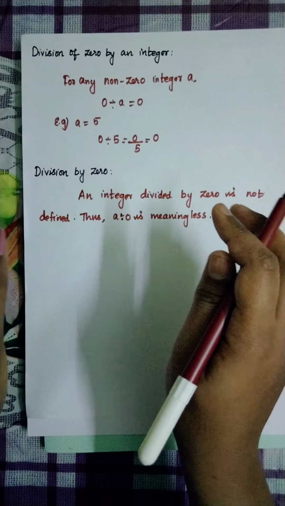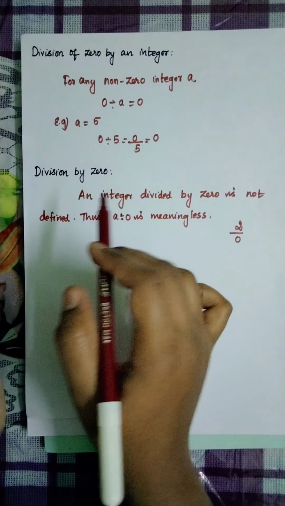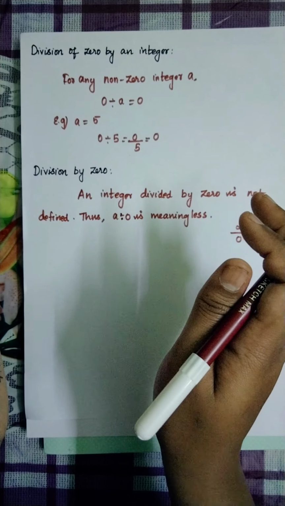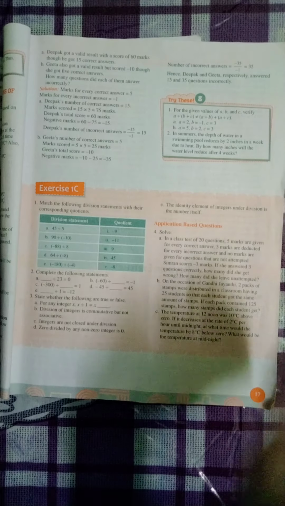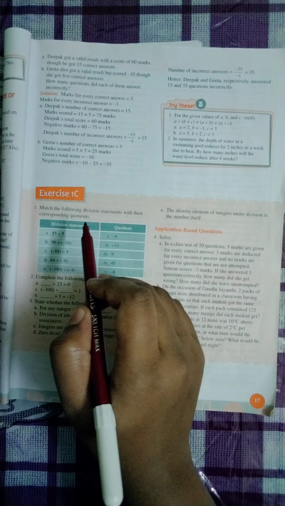Division of an integer by -1, then division of 0 by an integer, and the last one is division by 0. These are the properties under division. Okay, so next one is match the following. Match the following division statements with their corresponding quotients.